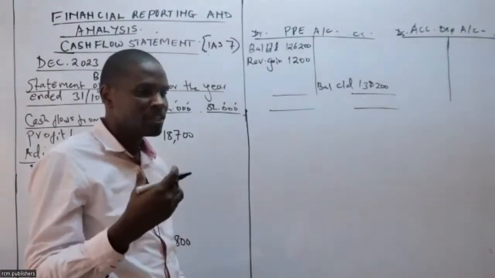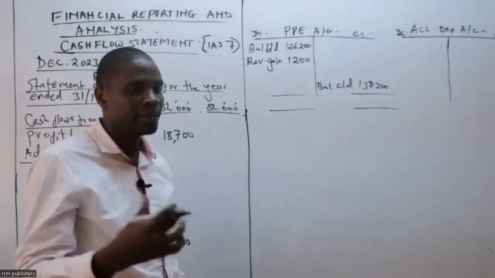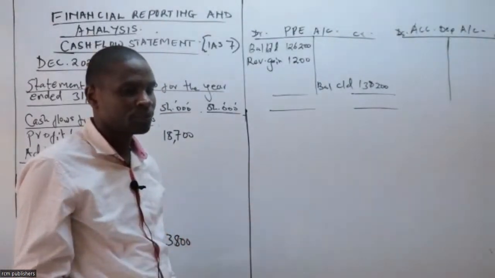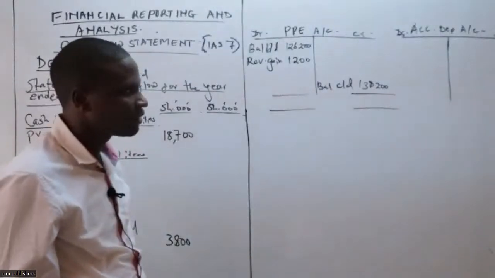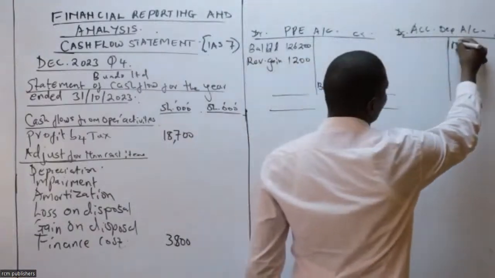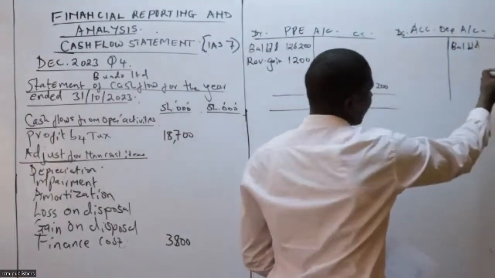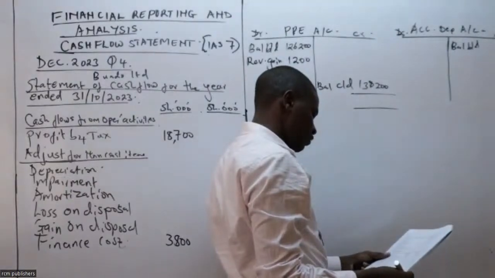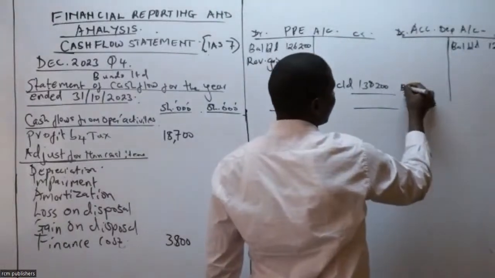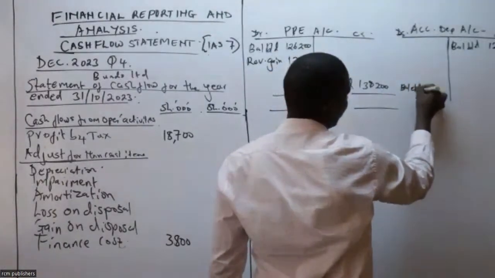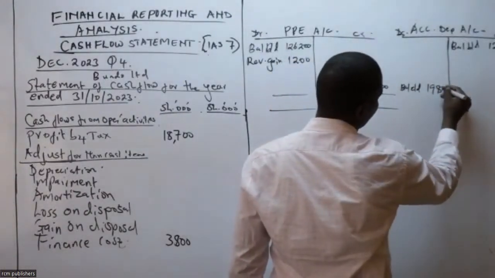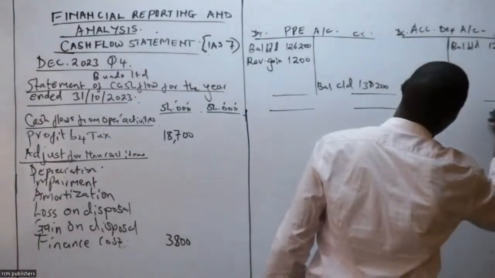Is accumulated depreciation an asset or a liability? Of course, it's a contra account, right? Therefore, it will be having a credit balance. So the balance brought down, you can see it is 12,600. And then we have balance carried down of how much? 19,800. Then I can have my figures there.